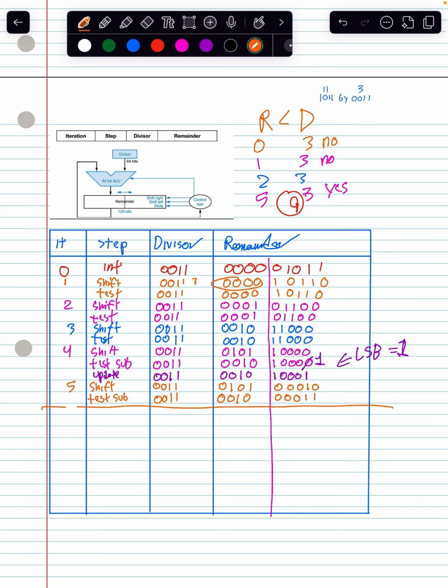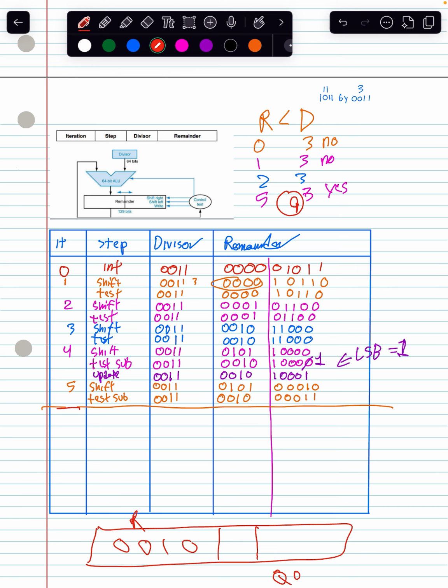And so that's our final answer here because we've gotten to the fifth iteration. And so our answer, we have these 9 bits. The right hand 4 bits is our quotient. And then the left hand 4 bits is our remainder. And so our remainder here is, and our quotient is, which is 3 with remainder of 2, which is correct. We can check our answer, and that's correct. And that's how you do the optimized division.